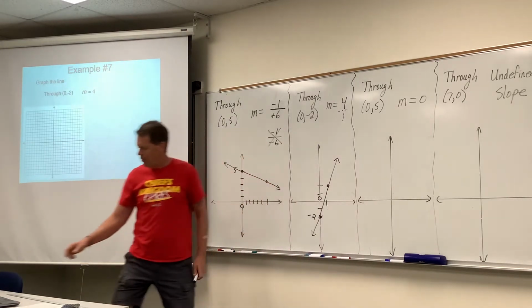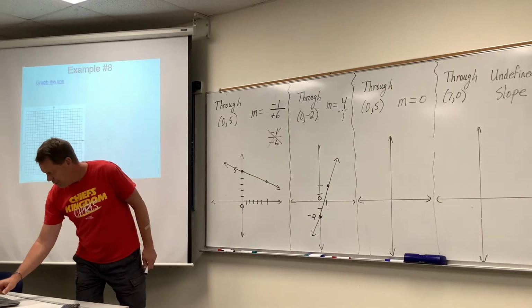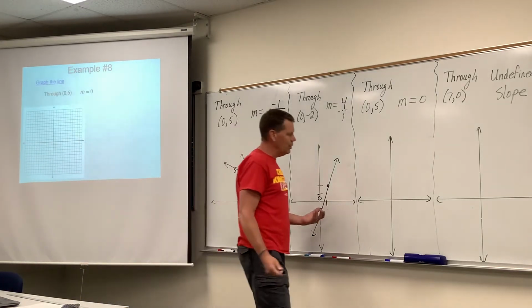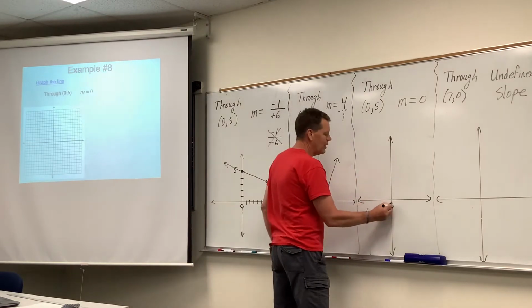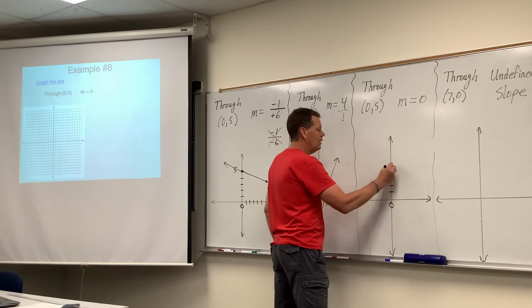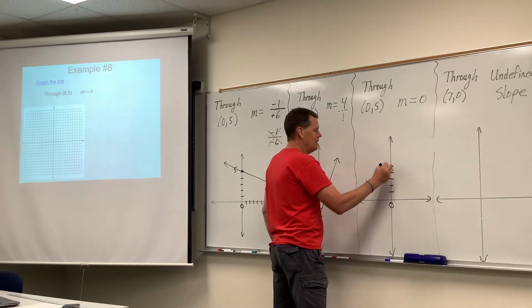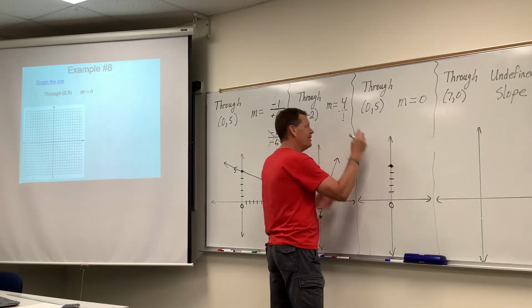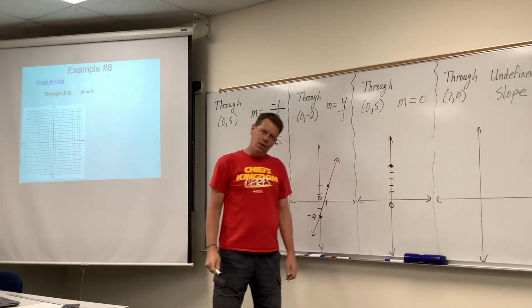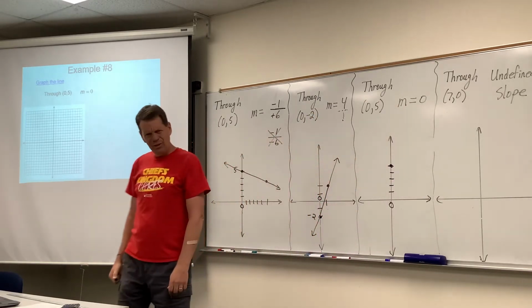So, example number 8, here we go. Through the ordered pair 0, 5 with a slope of 0. So again, you've got your beginning point, 0 on the x-axis and 5 on the y-axis. So 0, 5, plot the point, that's an ordered pair. Okay, the slope is 0. 0 is not a fraction.